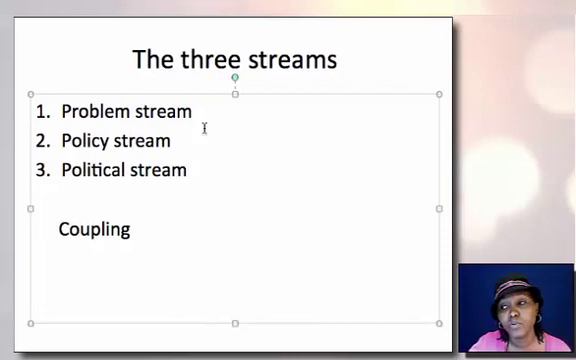Now, the political stream is affected mostly by the political climate in the nation or in the country. In the political stream, the national mood becomes a very important aspect. Changes in the national mood can bring a particular item or issue onto the agenda. Also, elections can bring an issue that was not formally on the agenda onto the agenda.